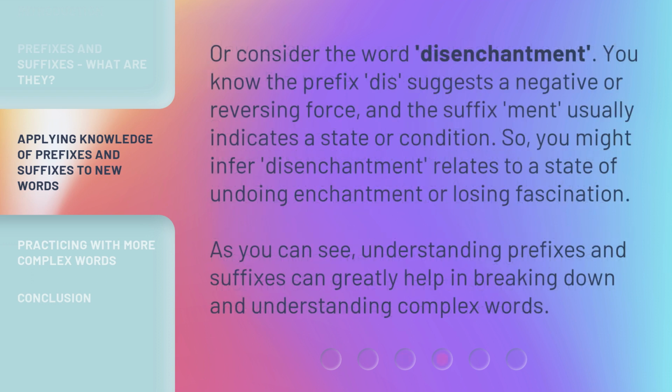Or consider the word disenchantment. You know the prefix dis suggests a negative or reversing force, and the suffix ment usually indicates a state or condition. So, you might infer disenchantment relates to a state of undoing enchantment or losing fascination. As you can see, understanding prefixes and suffixes can greatly help in breaking down and understanding complex words.